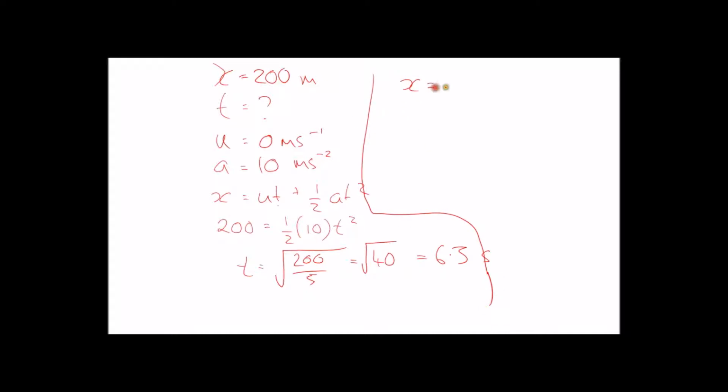So we know that x equals vt. Now in this case the horizontal velocity was 10 meters per second. We've worked out a time of 6.3 seconds, so the distance horizontally is going to be 10 times 6.3, which gives us 63 meters.